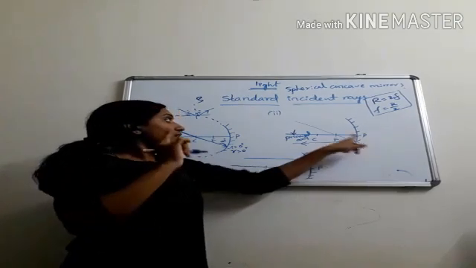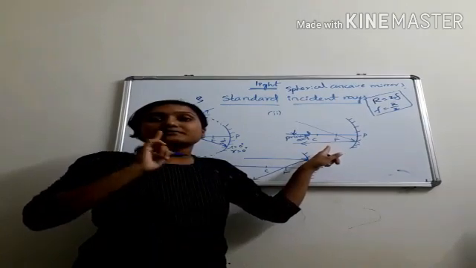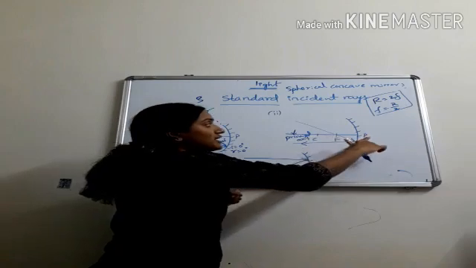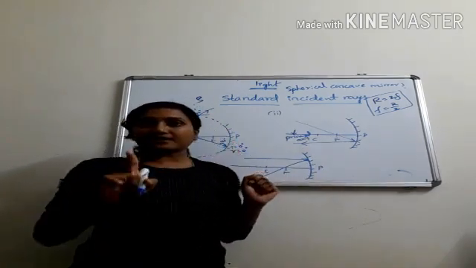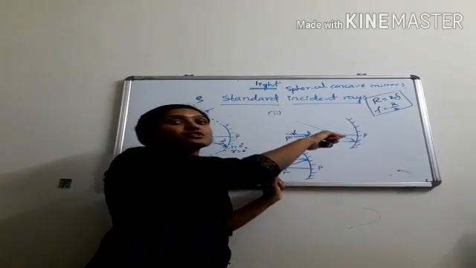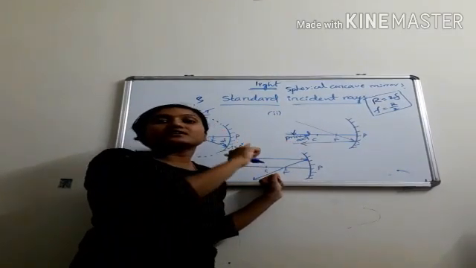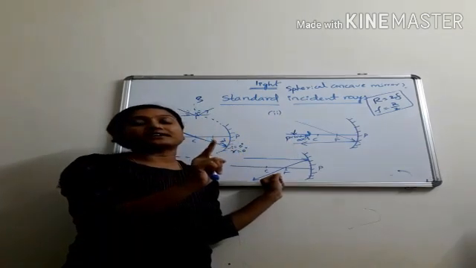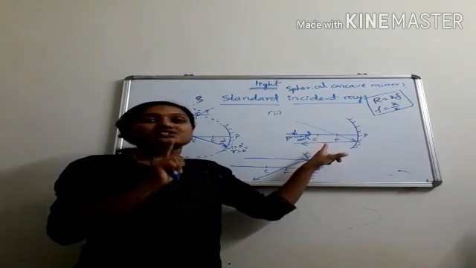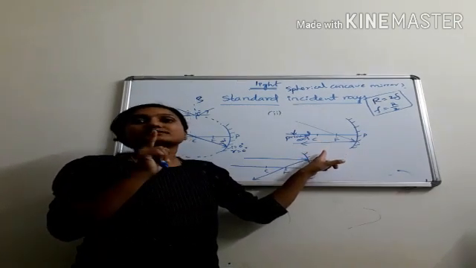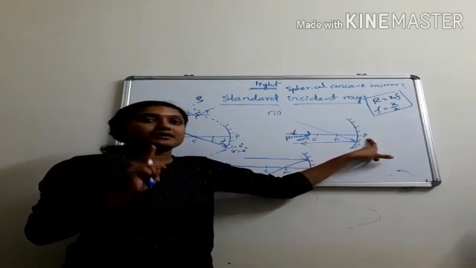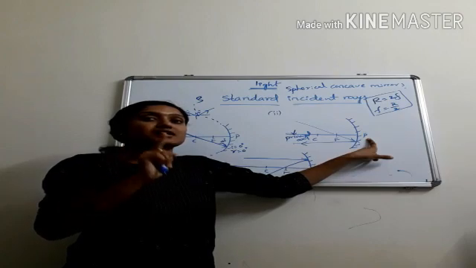That is the definition of the principal axis. Many members are saying it is an imaginary line joining the center of curvature and the pole of the mirror. No, that is very wrong. It is an imaginary line passing through the center of curvature and the pole of the mirror. There is a big difference between passing through and joining. Be careful. Remember, the line is passing through C and P.